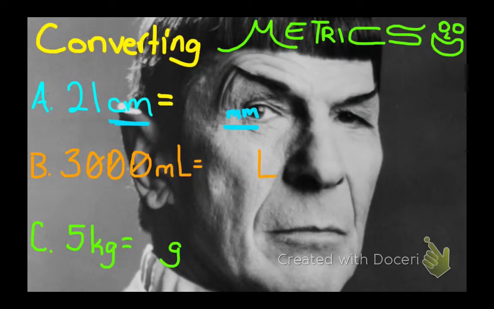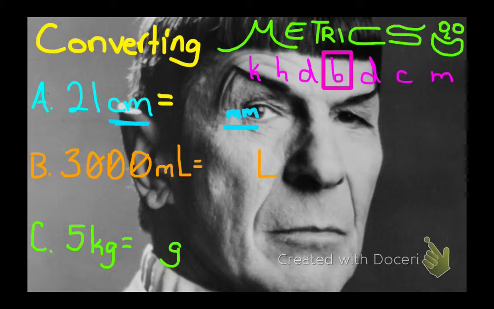And I like to think of this saying, and it's kind of a dumb saying, but it helps me remember the order of the different metric units so I can set up my conversion chart. King Henry died by drinking chocolate milk. And that helps me set up all the different metric units that you're usually going to see.